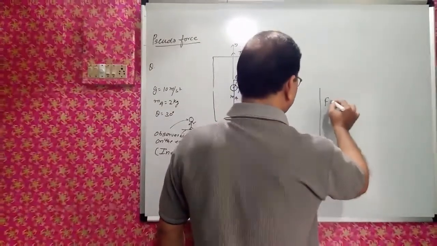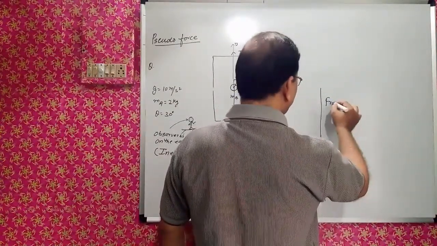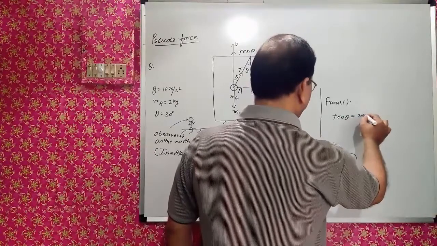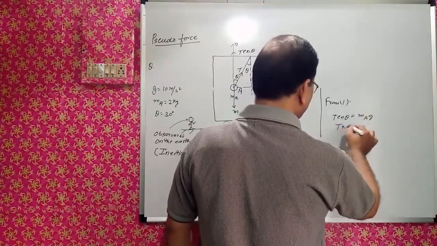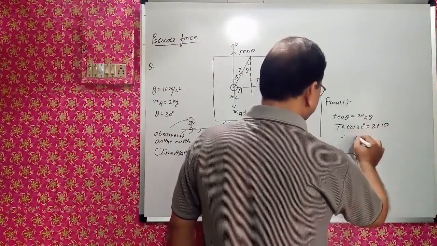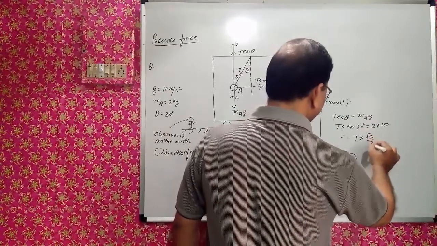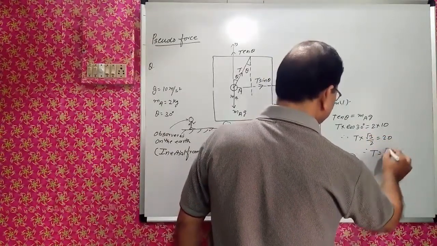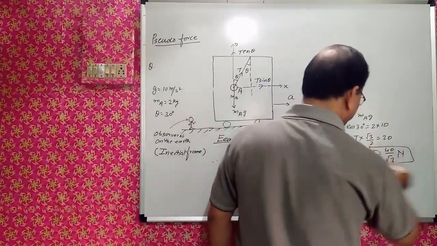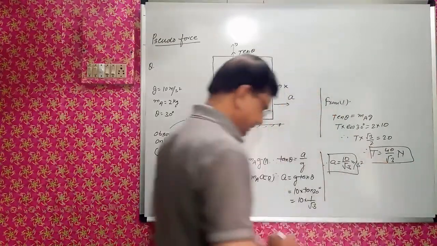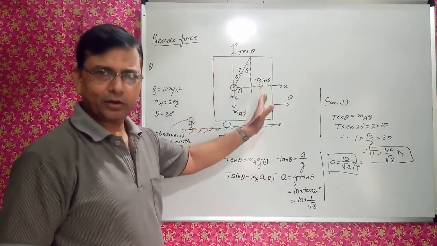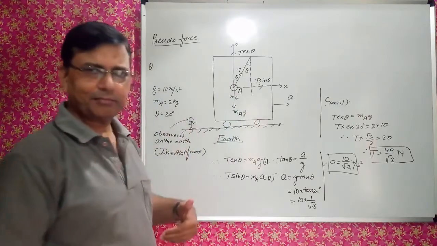So this is the acceleration we got from 1. T cos theta is equal to mg. Therefore T into cos 30 degrees is equal to 2 into 10. Therefore T into cos 30, root 3 by 2, is equal to 20. Therefore T is equal to 40 upon root 3. This many newtons of force will act, and this is the acceleration in meters per second square. Same result we got, but the concept was different. Here the observer was inside the trolley, that is in a non-inertial reference frame, and here the observer is in an inertial frame of reference, that is on the ground.